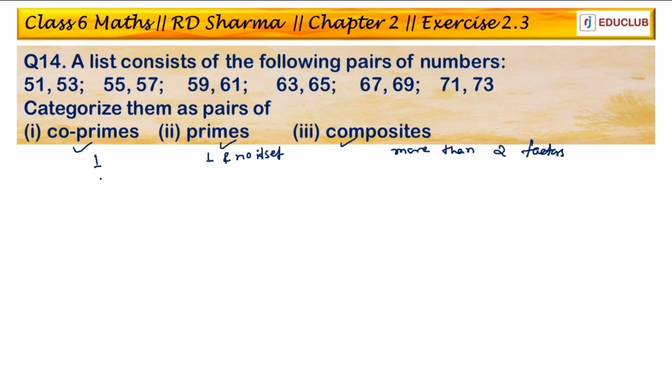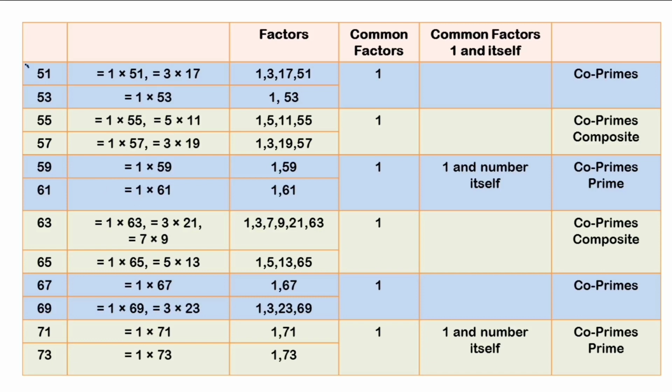Now we will separate it and show it in the form of a table. The first pair given is 51, 53. 51 we can write as 1 into 51 or 3 into 17. So factors are 1, 3, 17 and 51. For 53, 1 and 53. 53 is a prime number, so 1 and 53 are factors. So 1 is the only common factor between these numbers. And this pair is not prime, so we cannot say it is prime. Only 1 is the common factor, so we can say this is co-prime.